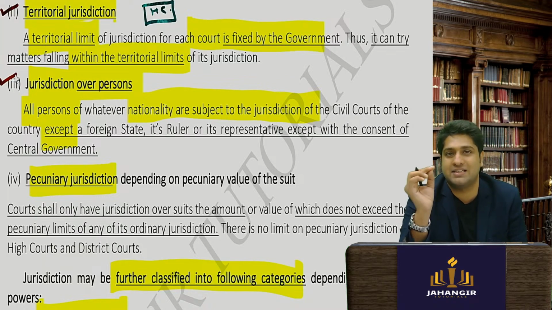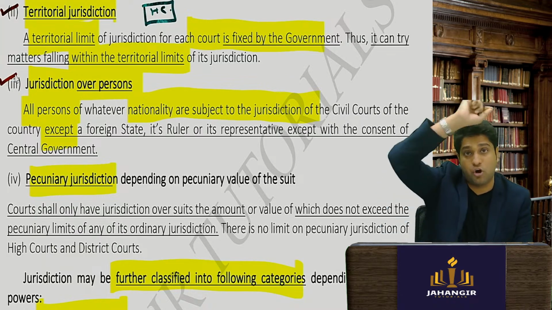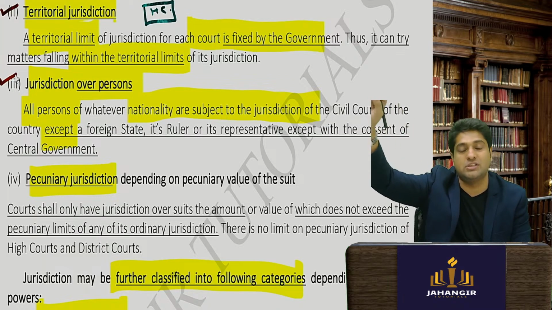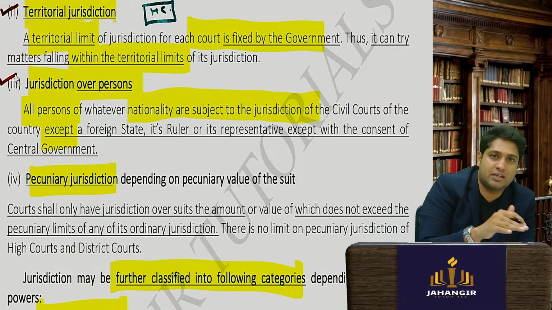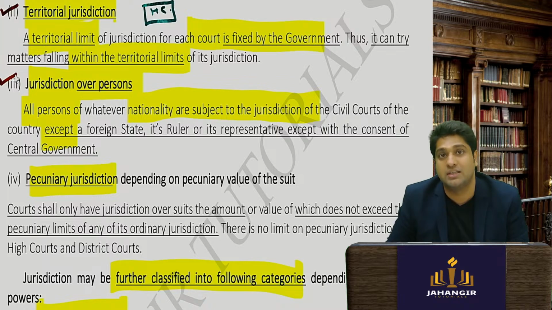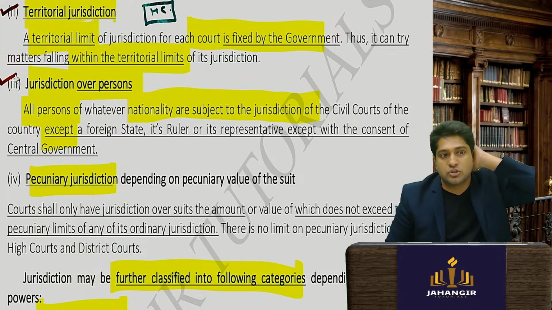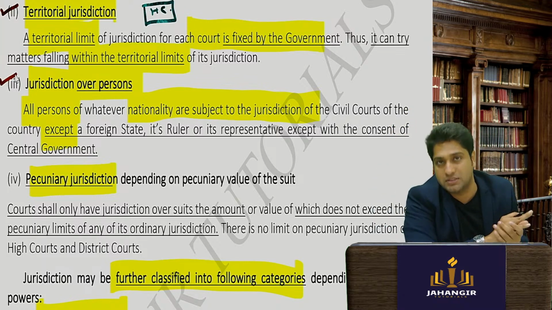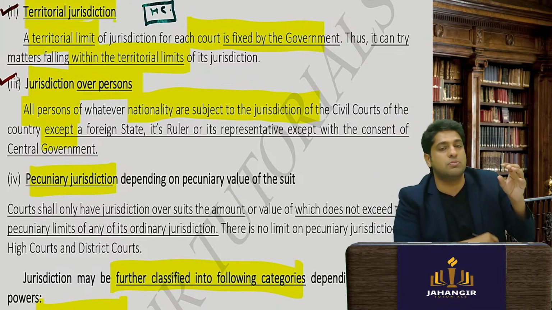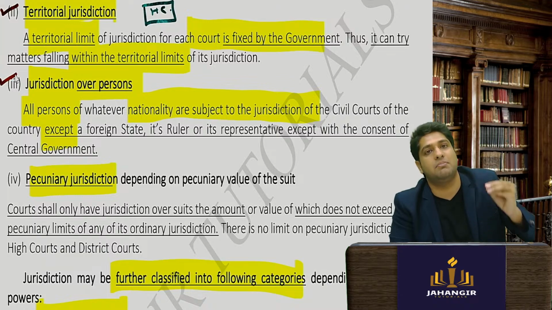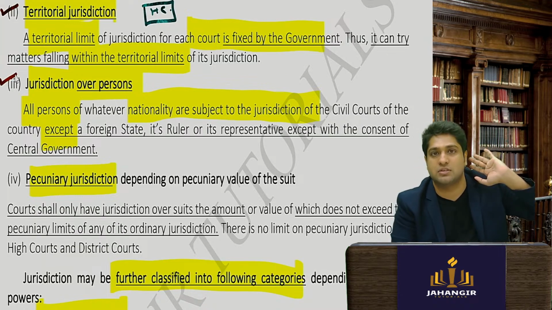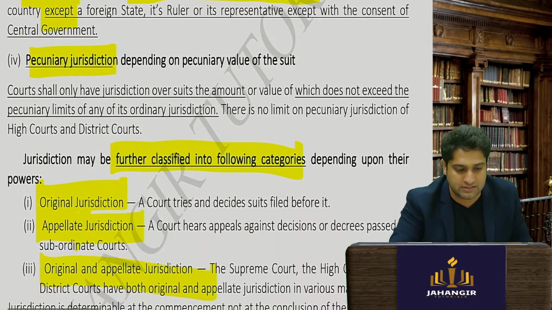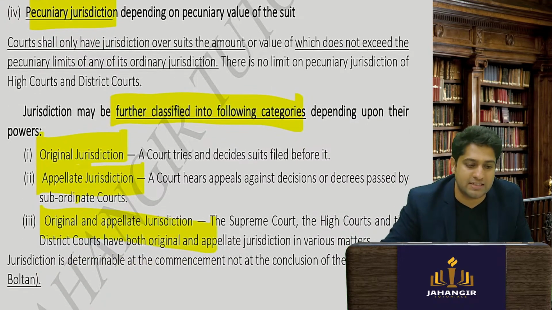Then comes jurisdiction over person. Presidents, prime ministers, foreign ambassadors, and foreign nationals are not normally subjected to the lower level courts. They are given to the High Courts. So certain courts have power over certain persons. A small causes court can never take a matter with respect to a prime minister. That is jurisdiction over persons.